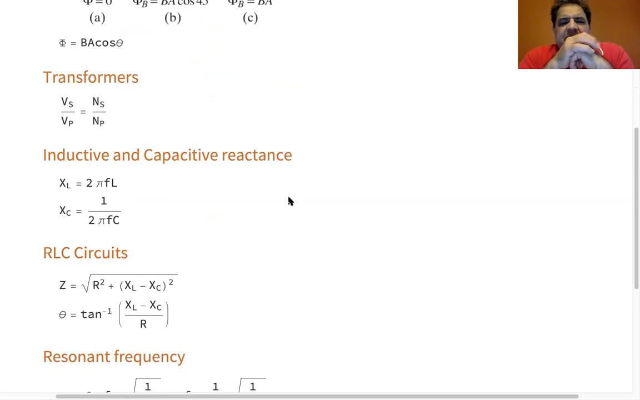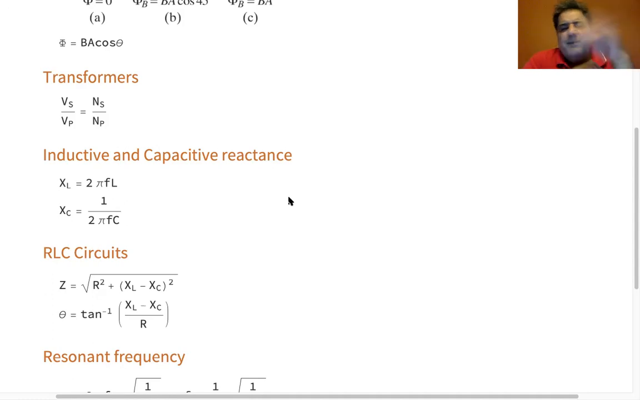All right, inductive and capacitive reactance. Oh, you know what? I should have added an omega L. We all know that 2 pi f equals omega. So X sub L is equal to 2 pi f L, which equals omega L. And X sub C is equal to 1 divided by 2 pi f C. So X sub C is equal to 1 divided by omega C.